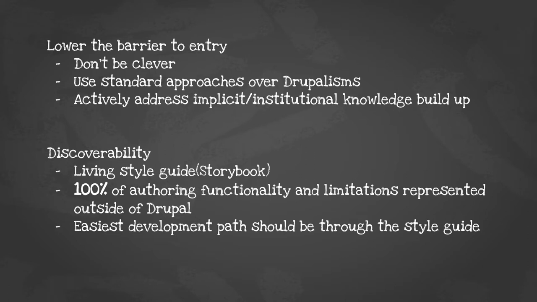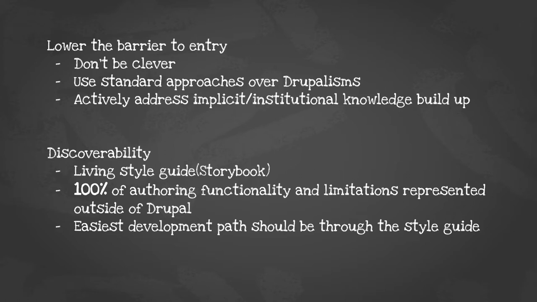And then actively address implicit or institutional knowledge buildup. So a good example of this is, if I say, we need to do X on the site, and you think, oh, this person can do this and only this person can do this, that is an example of implicit or institutional knowledge buildup. They have something in their head that says, I know how to do this work that you don't feel confident other people can do, which is problematic, because it means if they leave or if they're busy, then nobody can do that work.